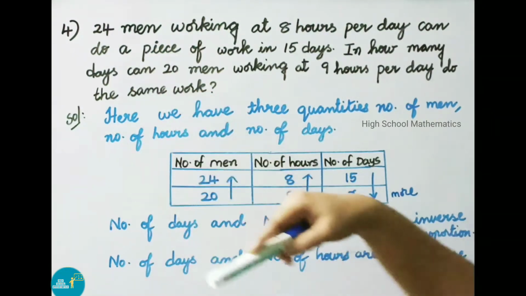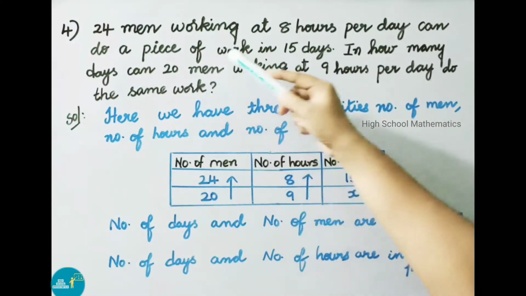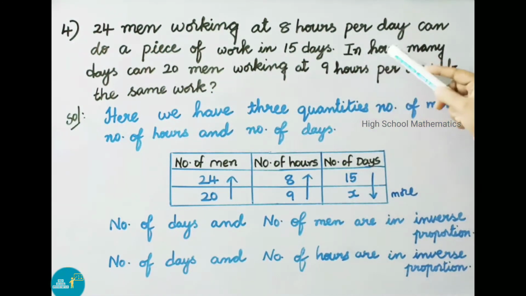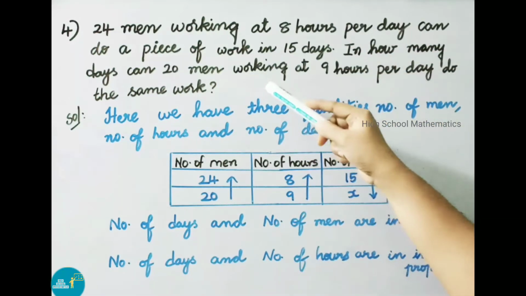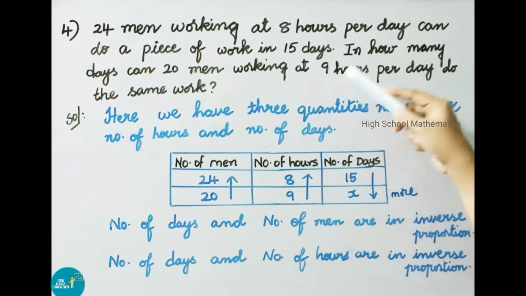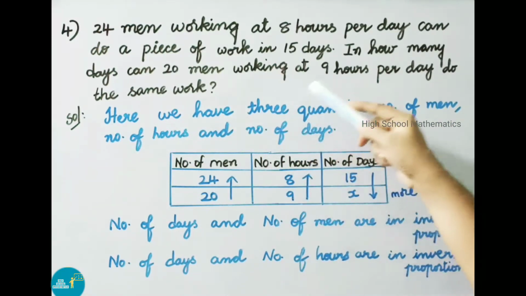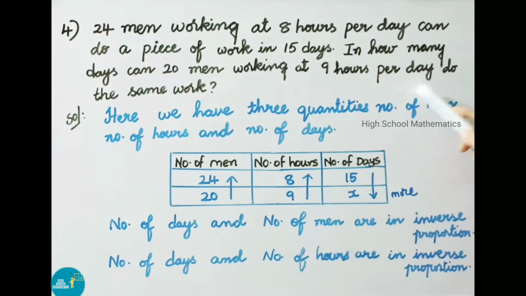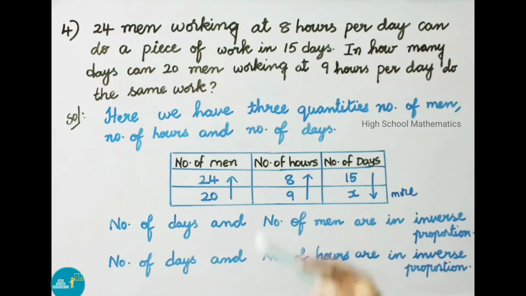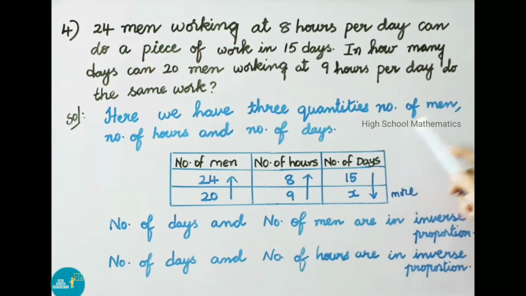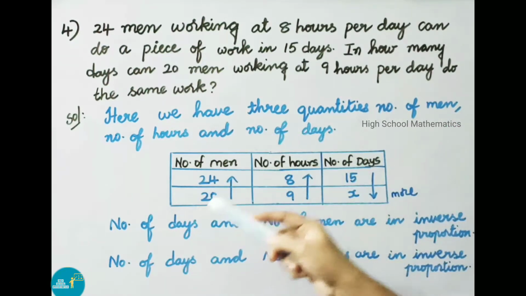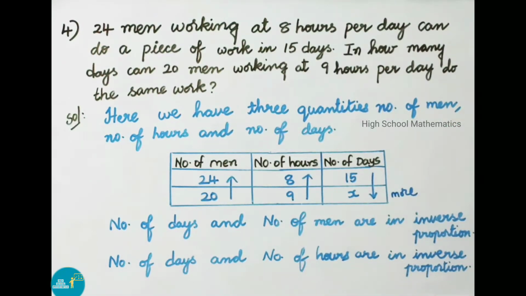See now question number 4. 24 men working at 8 hours per day can do a piece of work in 15 days. In how many days can 20 men working at 9 hours per day do the same work? Let us see the solution. Here we have three quantities: number of men, number of hours and number of days. We have taken this tabular form.